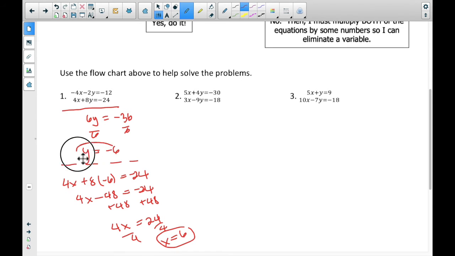We have x equals 6. We have y equals -6. So this answer should be 6, -6. Of course, we can check our answer. 4 times 6 is 24. 8 times -6 is -48. That adds up to -24... that adds up to -24. 4 times 6, -4 times 6 is -24. Minus negative is plus 12. Yes, that does work. So it's 6, -6. Let's go back to our decision tree.